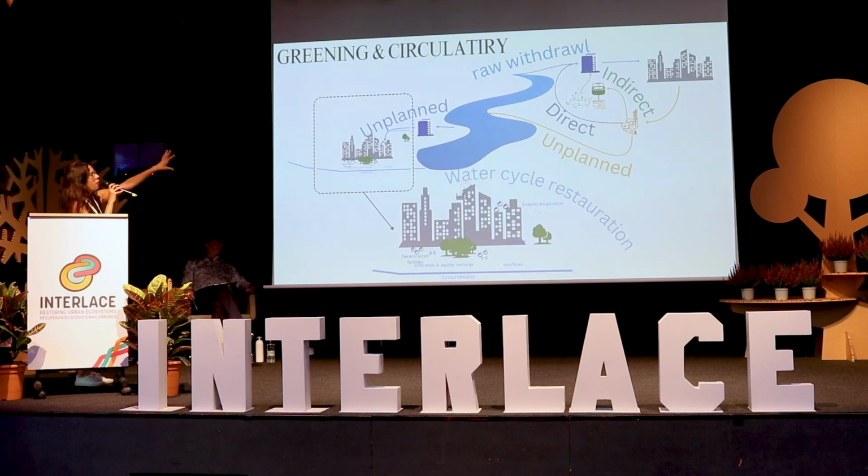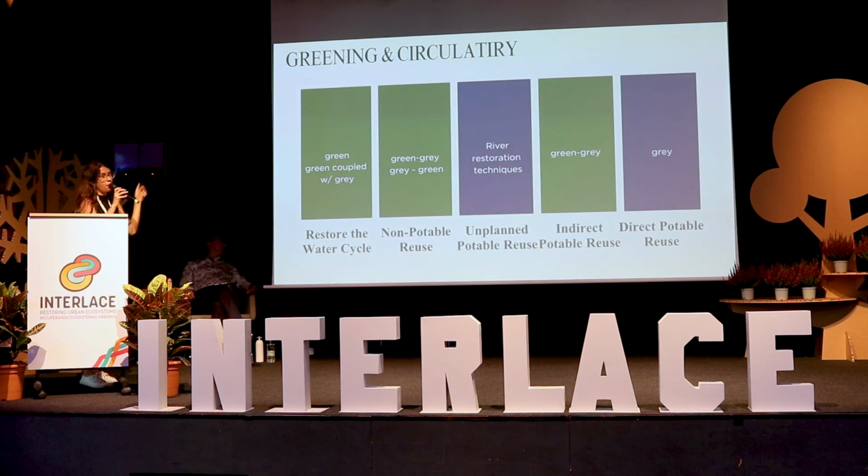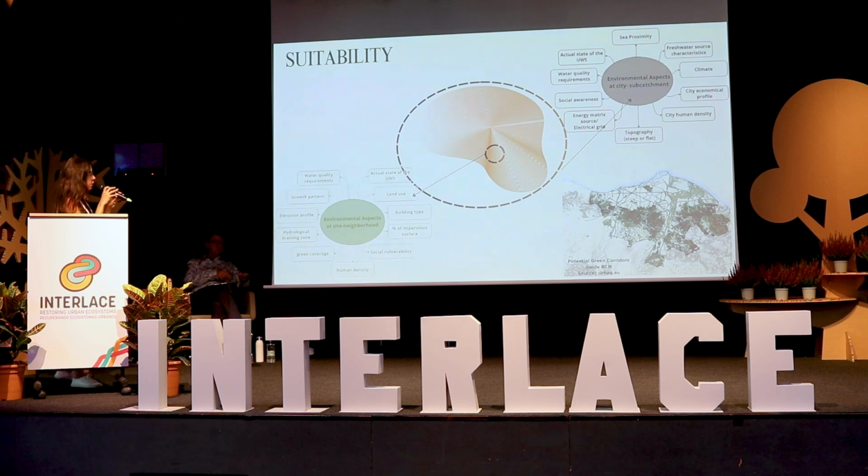So here we have some water circularity pathways, and some of them use green infrastructure. For example, the indirect pathway that uses green infrastructure in environmental buffers, or the unplanned reuse, where we can have river restorations, or the use of green infrastructure for stormwater management. So here are the 5 pathways, and some ways of using green infrastructure. For example, in some water management we use just green or green coupled with gray, or non-potable reuse, where we can use treatment trains of green and gray or gray and green solutions.